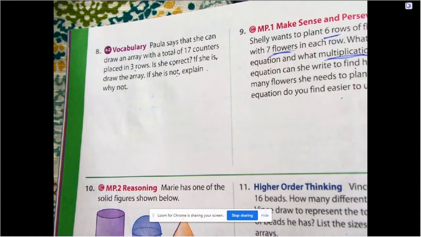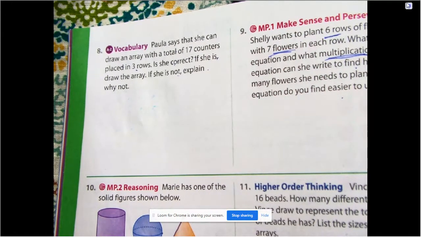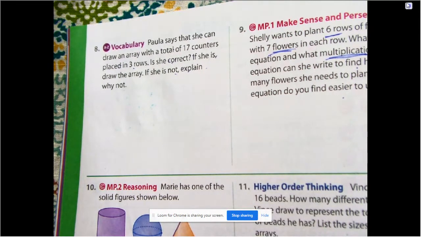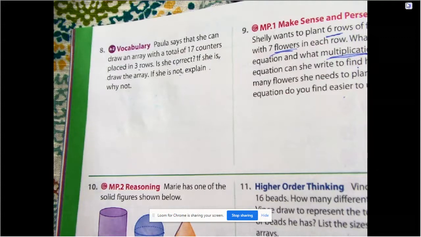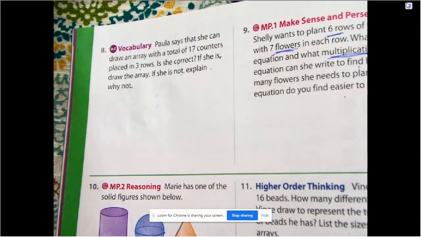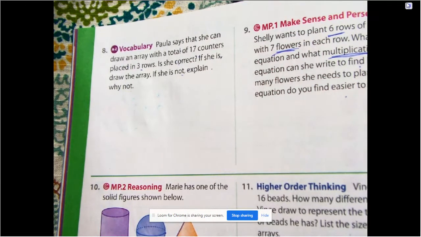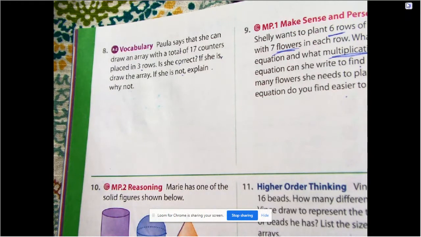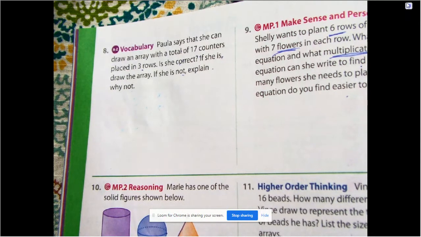Okay, what do you guys think? Can you make 3 rows where each thing equally in each row will equal up to 17 total? Did I word that correctly for you? So we're going to have 3 rows. We're going to have the same number of things in each row. Can I have 17? What do you think?